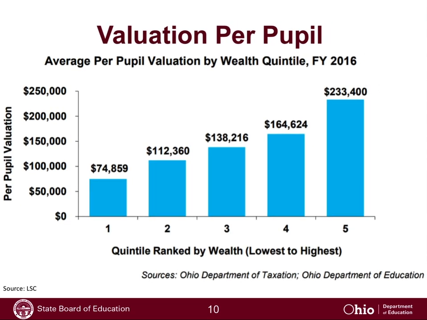So this next slide looks at valuation per pupil by quintile. It breaks all 610 school districts into 5 groups and then looks at the average valuation. This is from the Legislative Service Commission. You can see that there's a fairly large spread in valuation per pupil, which is the total assessed value in each district divided by the number of students that live in each one of those districts. The average for the lowest quintile is a little less than $75,000, and the average for the highest is quite a bit larger than that, over $233,000.